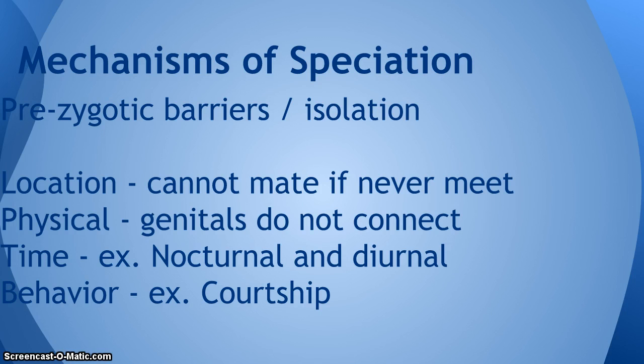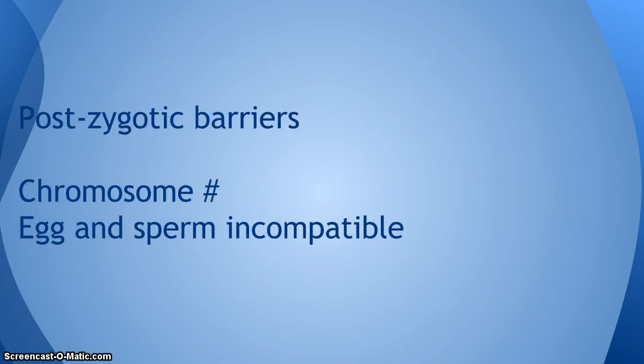Another example could be a barrier that goes between them. It could be a physical barrier. Their genitals cannot connect. So you might laugh a little bit about this, but if the penis doesn't fit the vagina, you're not going to get a species. The other one would be time and behavior. So if one is awake during the day and the other one's awake during the night, they're not going to mate. And lastly, the most sophisticated one of these is behavior. So in terms of courtship, if you're not the right dance or the right song, it won't work out either.